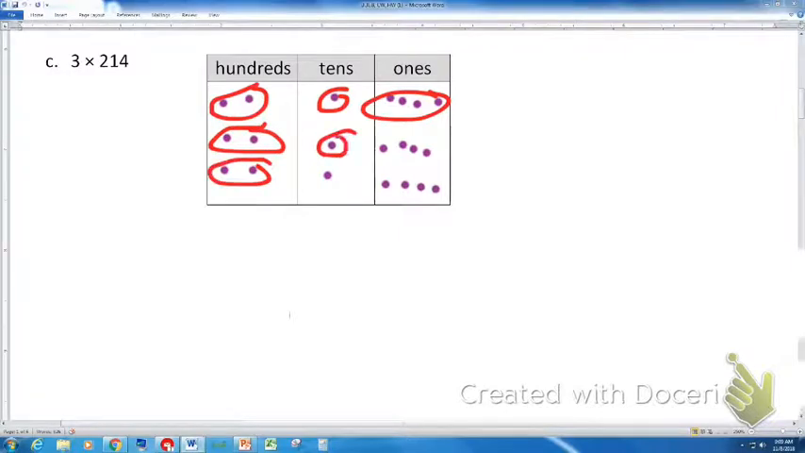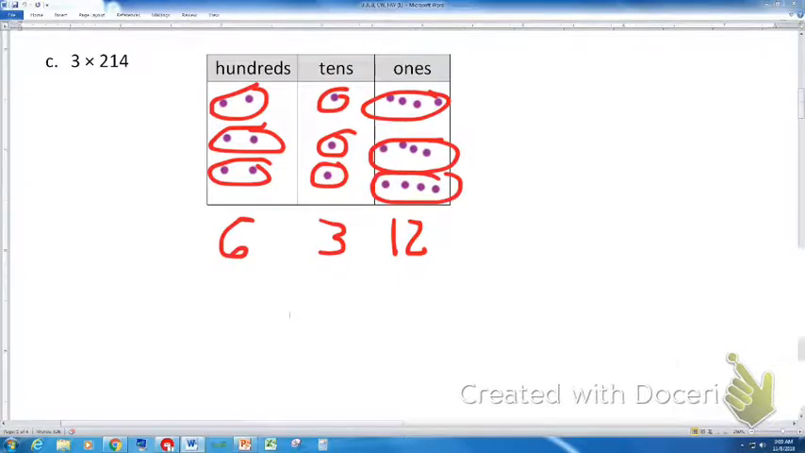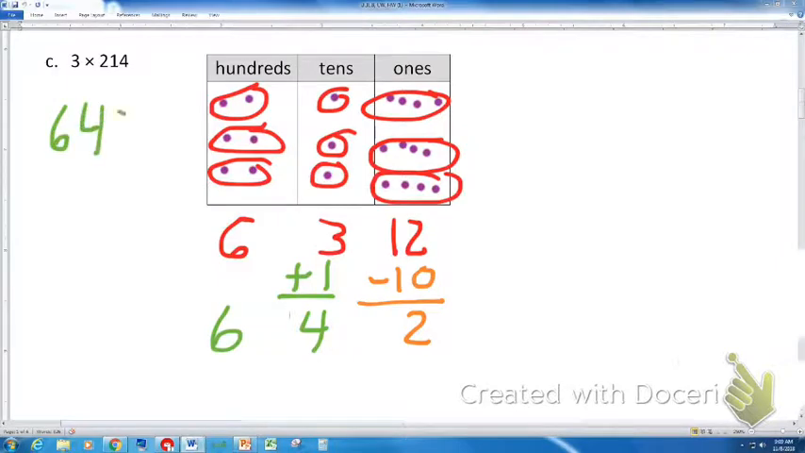Now, when we have our place value chart, we can only have 10 dots in each one. As soon as we get over 10, we need to get rid of 10 dots and move it over to the box to the left. As you can see, we have 12 dots, 3 dots, and 6 dots. So this 12 needs to be subtracted by 10 to give us 2, and our 3 now gets a plus 1 to give us 4. Our 6 remains the same. So our answer is 642.